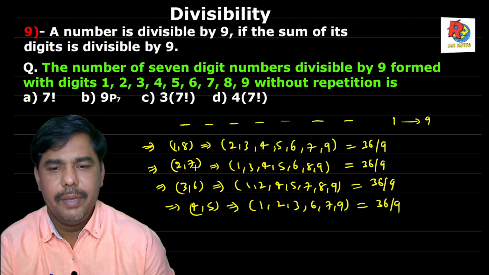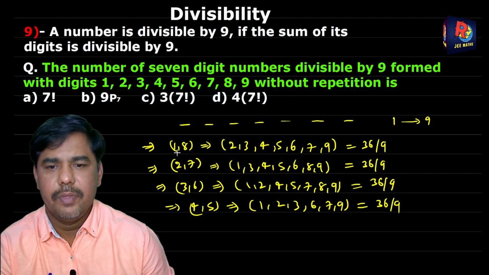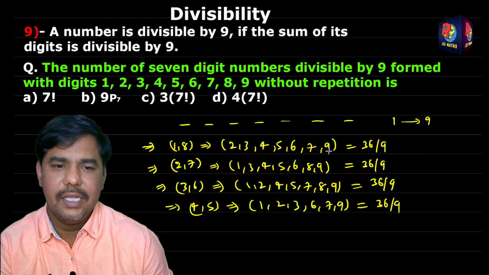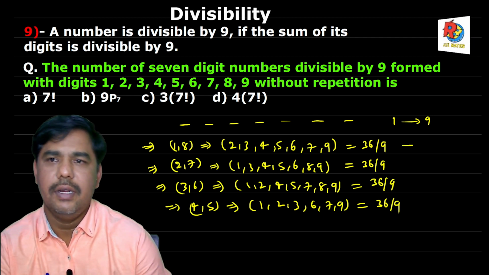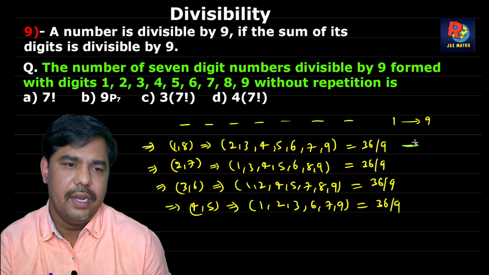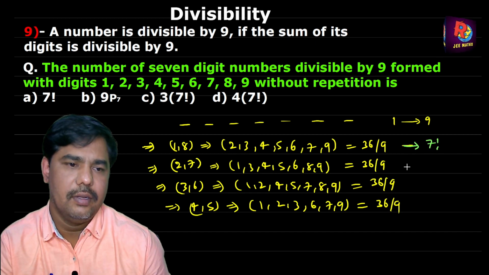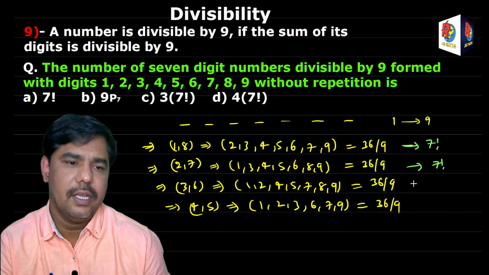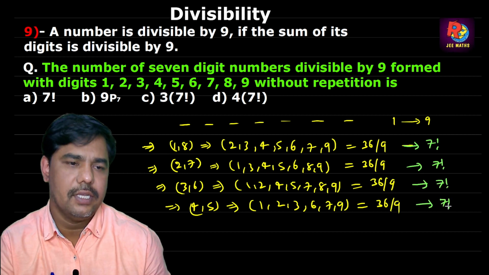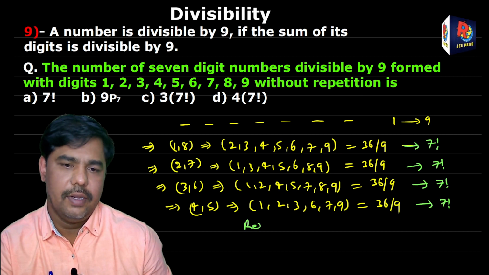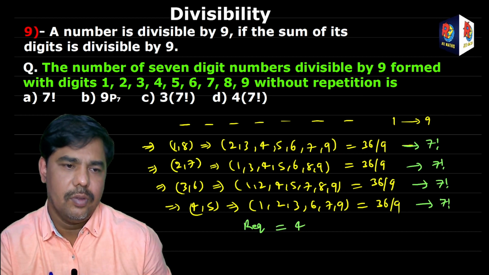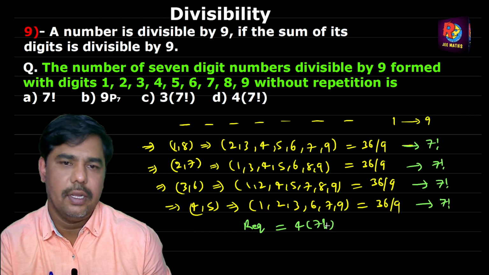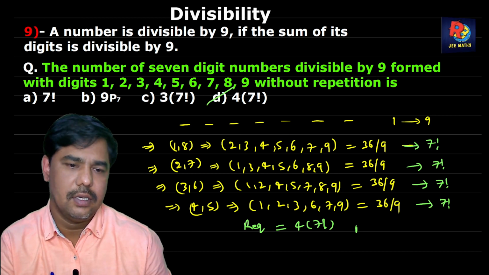So these are the possibilities. If 1, 8 is eliminated, the remaining 7 digits can be filled in 7 factorial ways. Here also 7 factorial ways, here also, and here also. Therefore the required arrangement equals 4 into 7 factorial. Option D is the correct answer.